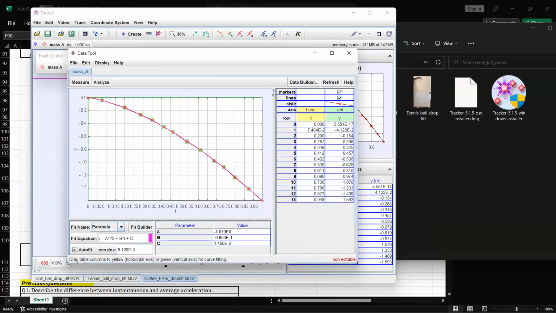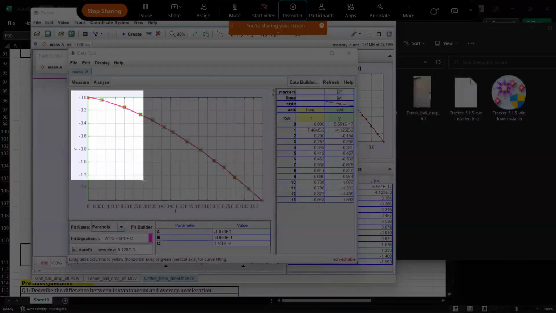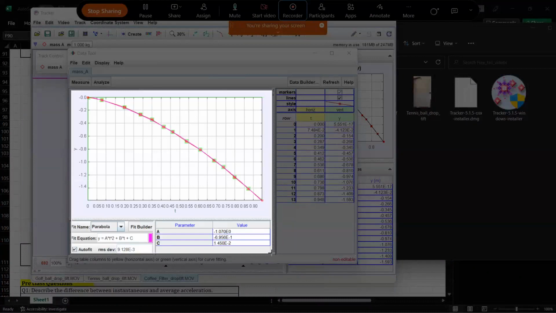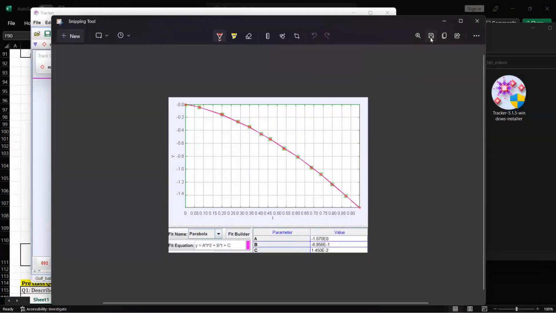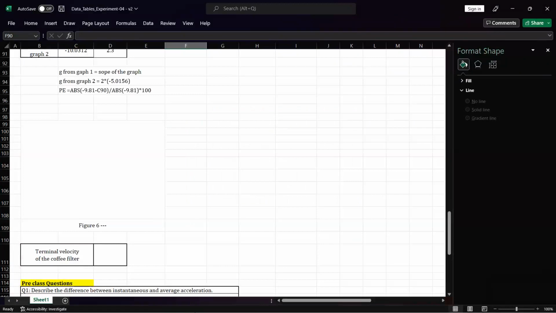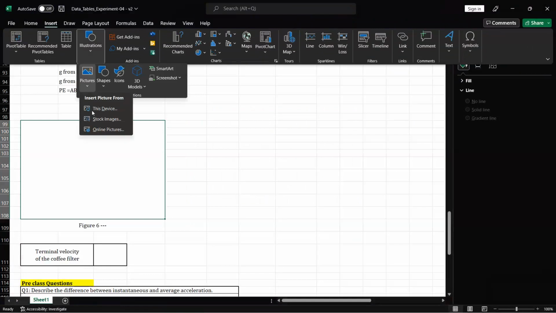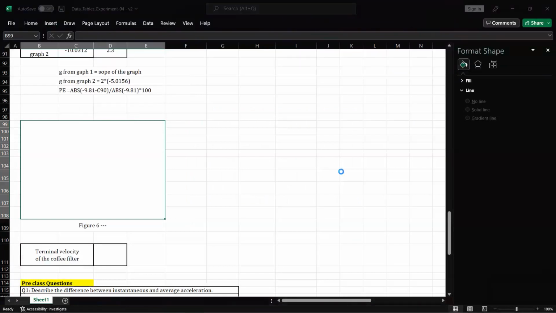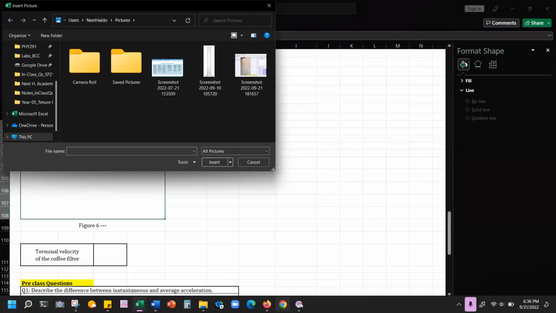Now this part right here, you take a picture. The new snip tool will take a picture of this whole part, because the analysis part is important. Just this part is enough. Save it and then add that into our table here. Insert, illustrations, pictures, this device, and select that. The other picture did not save properly. Let me take a look why.